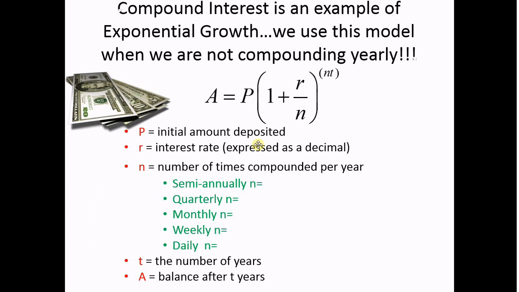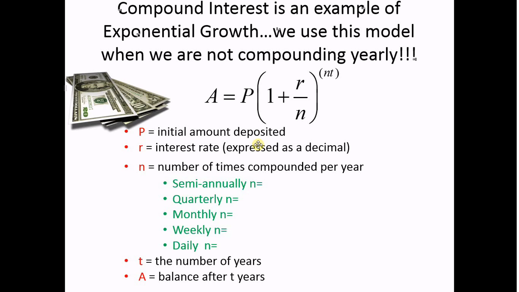So we talked about this earlier. Compound interest, an example of exponential growth. And you use this model when we're not compounding yearly, which is pretty common. Usually you compound monthly, especially for savings accounts. So this is the formula. A equals P times the quantity 1 plus R over N to the NT power.